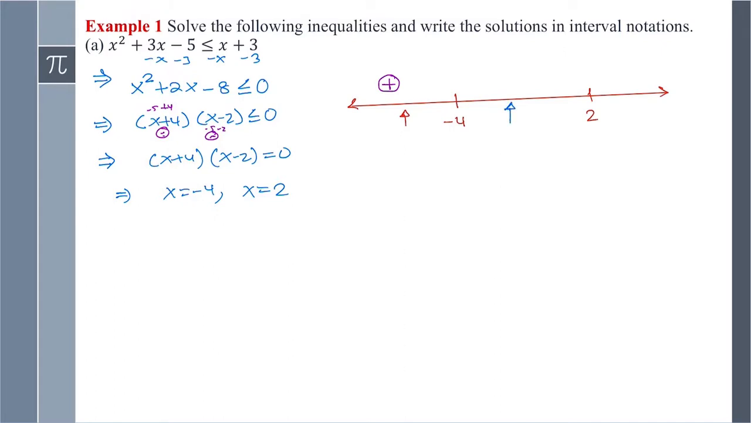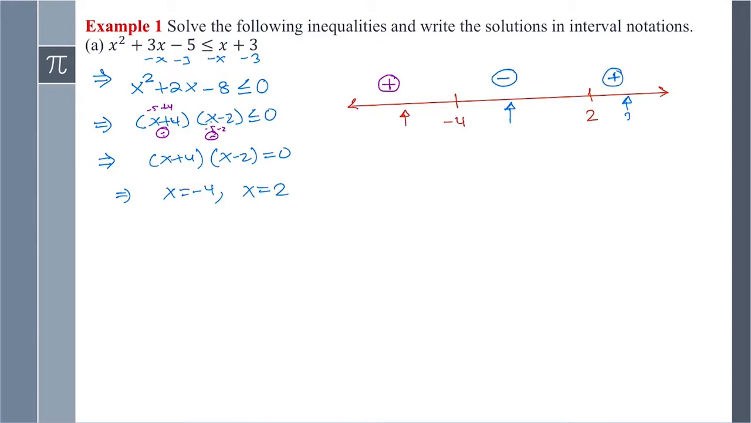Similarly, let's pick a number from the next interval. Let's pick 0 because that's an easy number. If I plug it in here, 0 plus 4 is 4, times 0 minus 2 which is negative 2. So 4 times negative 2 is negative 8. I get a negative number. Now if I pick a number from the last interval, let's pick 3. 3 plus 4 is positive 7, and 3 minus 2 is positive 1. So 7 times positive 1 is a positive number. This also gives us a positive number.